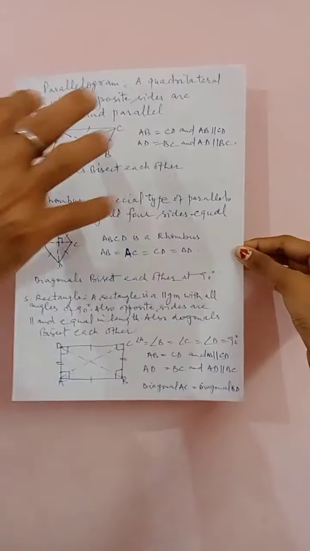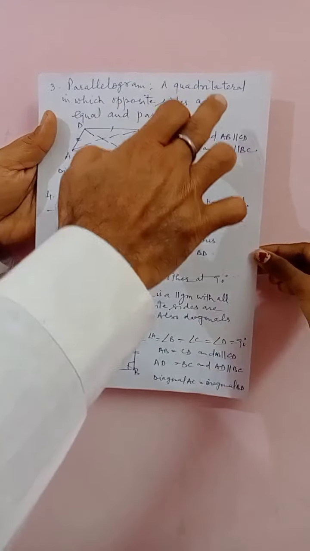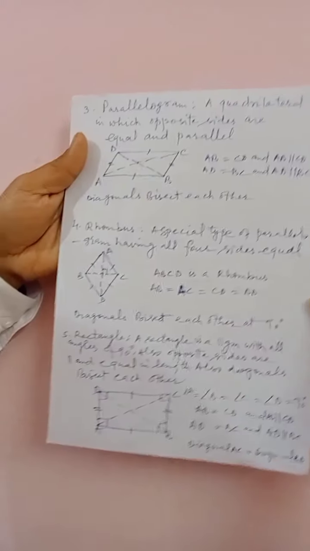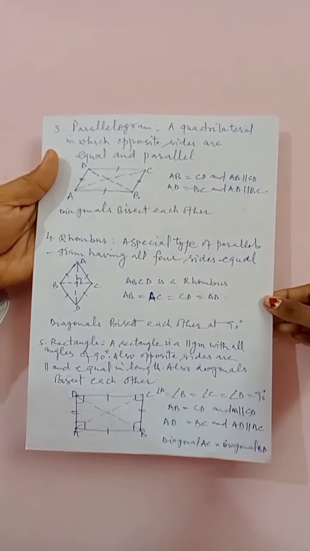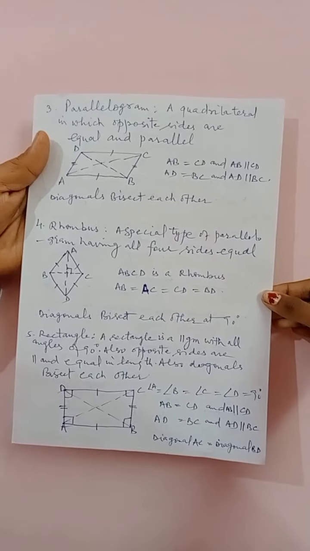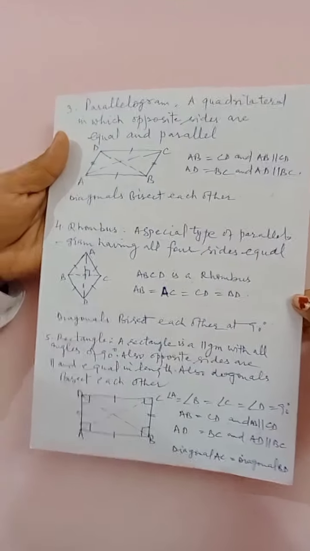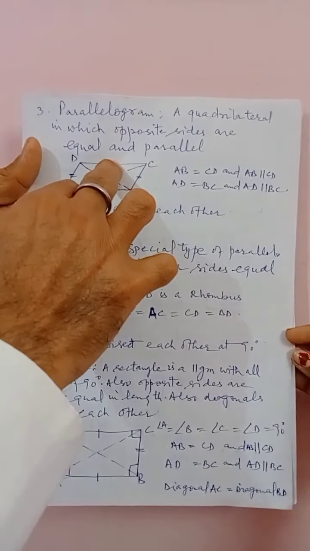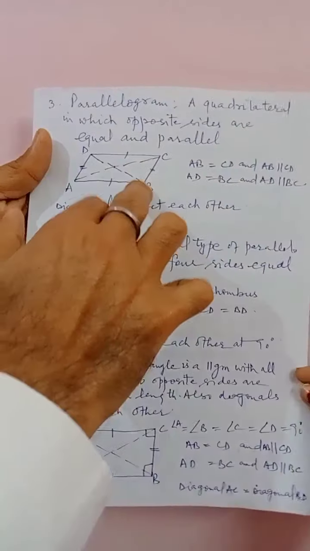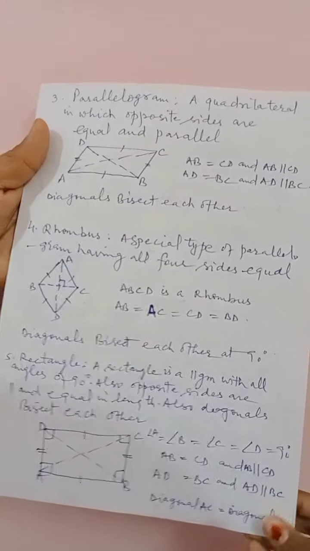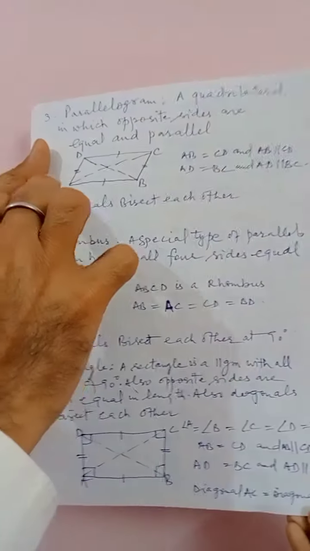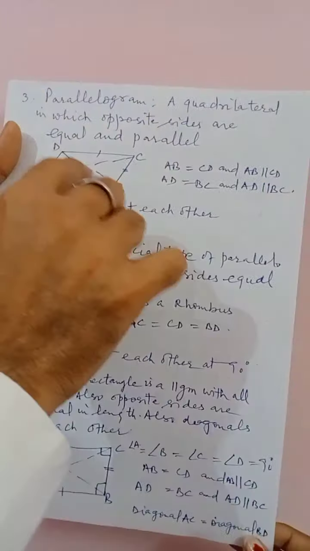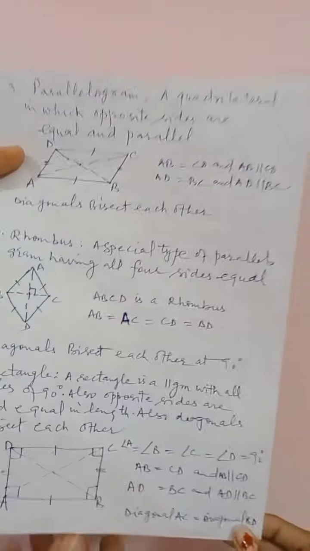Next is a parallelogram. A parallelogram is a quadrilateral in which opposite sides are equal and parallel. See the figure. A, B, C, D is a quadrilateral. We can call it a parallelogram when AB and CD are equal and parallel, and AD and BC are also equal and parallel. And here the diagonals AC and BD bisect each other at an intersection point.